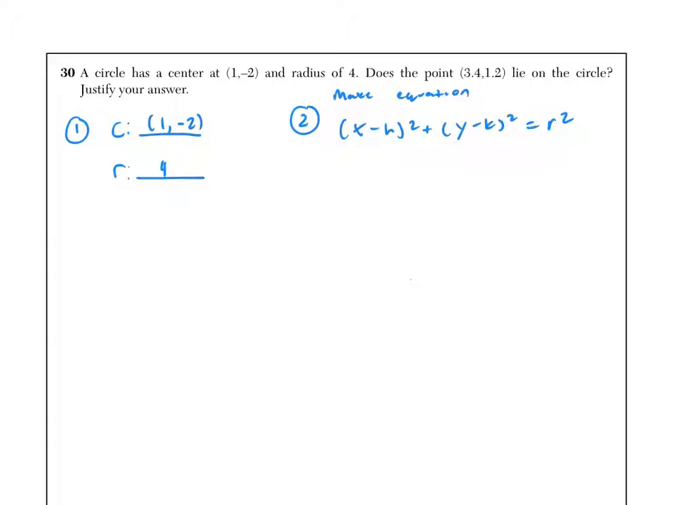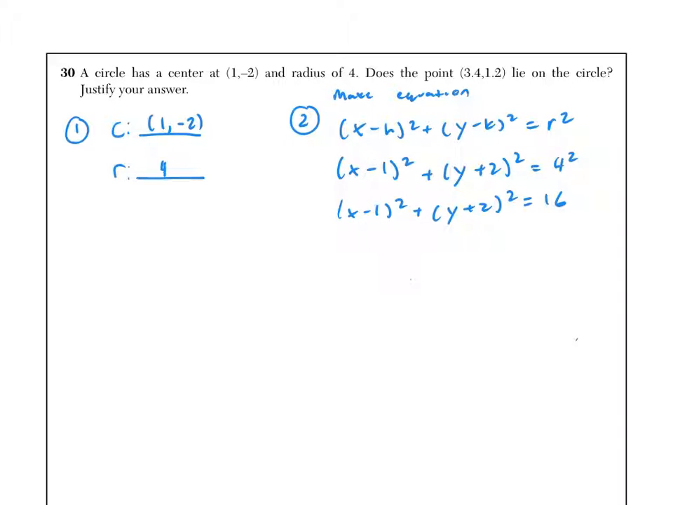All right, now h and k is our center, so it's going to be (x minus 1) squared plus (y plus 2), changing the sign there, squared equals 4 squared. All right, and let's just simplify that. That's just (x minus 1) squared plus (y plus 2) squared is equal to 16. So that's the equation of our circle.